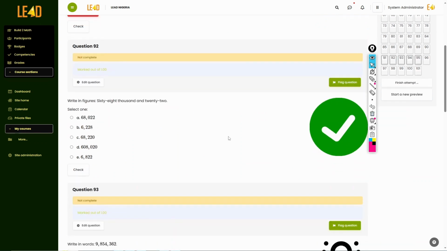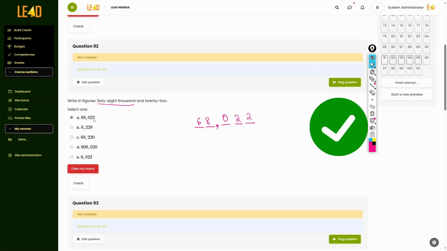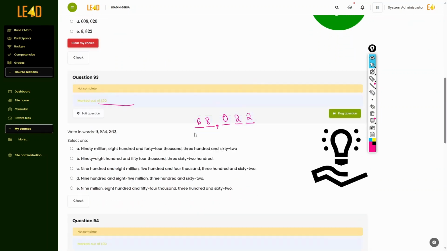Question 92 says, write in figures 68,022. So in our thousand space here, we have 68, because it's 68,000. And then here we have just 22. So how do I fit 22 in 3 spaces? It has to be 022. All right, that's 68,022. That's option A. Option A is correct.